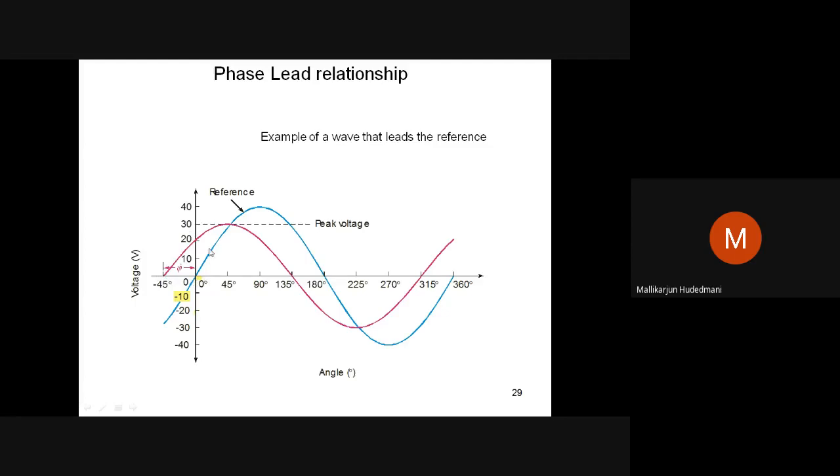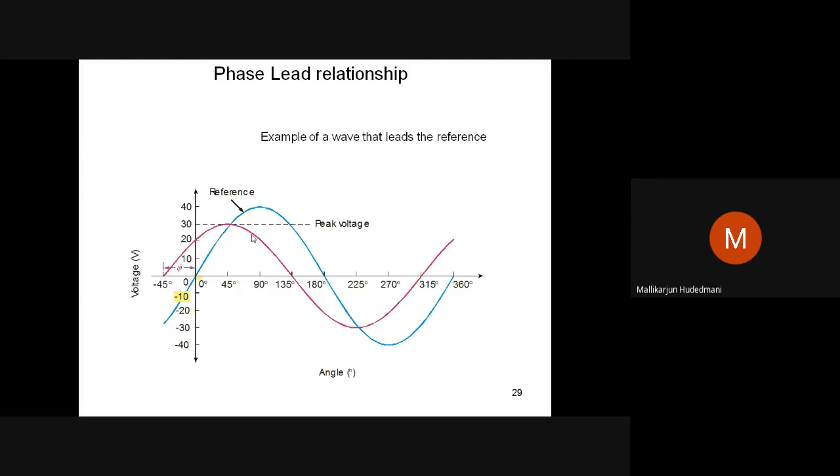Then this blue line experiences a peak value at 90 degrees. Correct? This has already experienced the peak. Before that only, at 45 degrees, it took its peak attainment. The reference takes its peak at 90 degrees. Then what is our observation? Respective points on wave number 2 appear 45 degrees earlier than those of wave number 1. Then wave number 2 is said to possess a phase lead relationship.